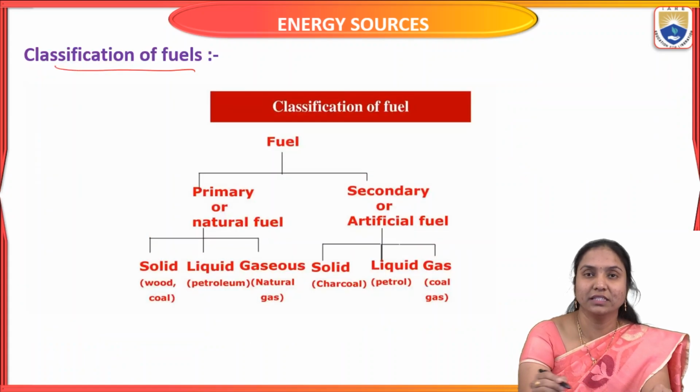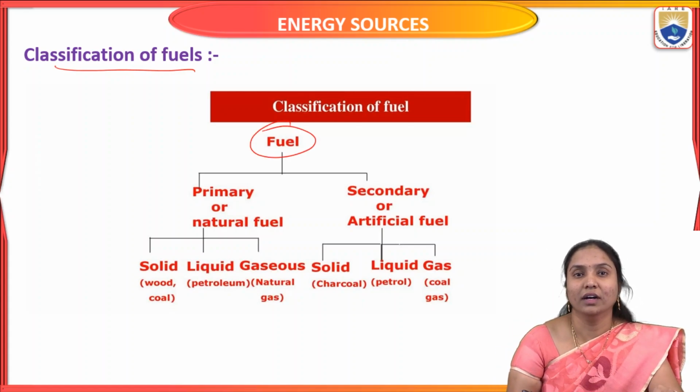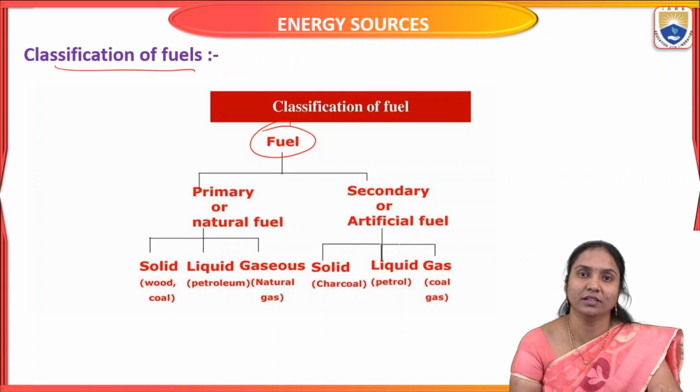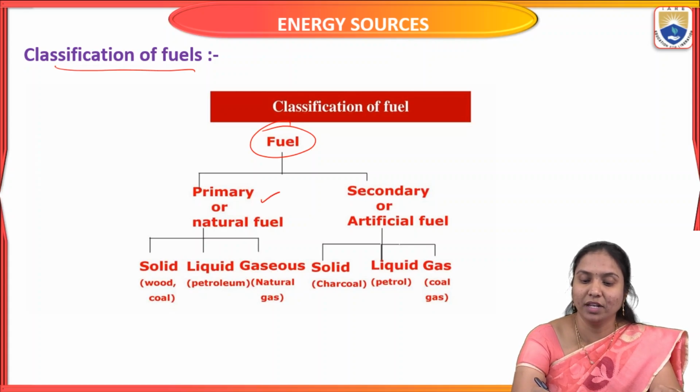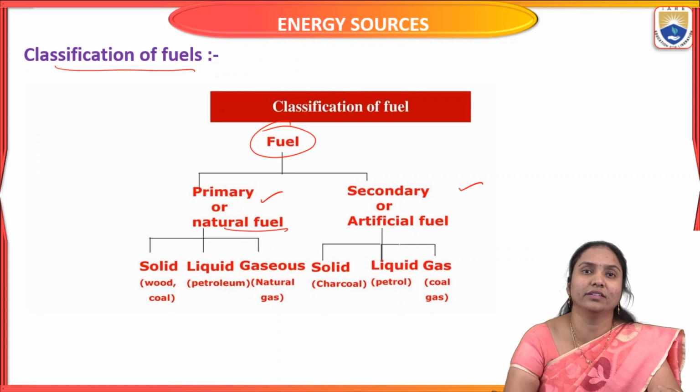Now we'll discuss the classification of fuels. Fuel means that during the burning process in the presence of oxygen, it produces heat energy that is used for domestic and industrial purposes. The process is called combustion. These fuels are classified into two types: primary fuels and secondary fuels. Primary fuels are obtained from nature, from plants and animal materials. These are also called natural fuels.